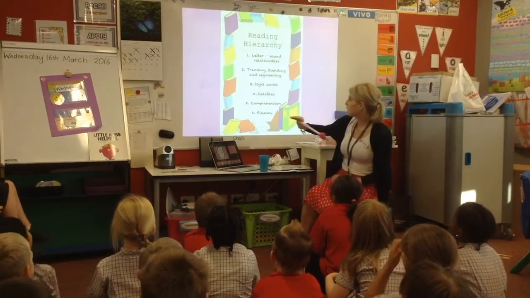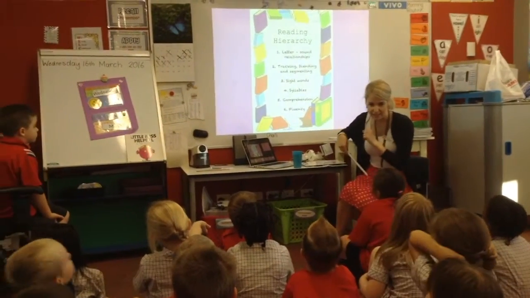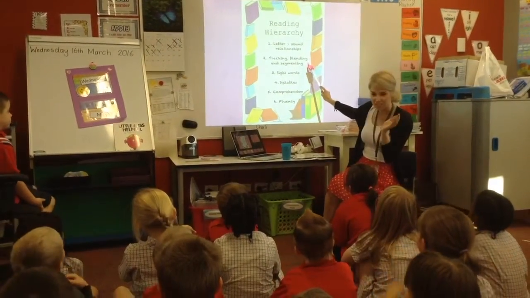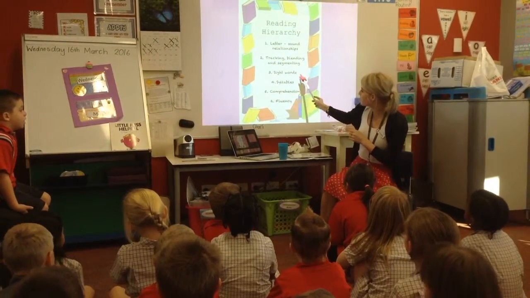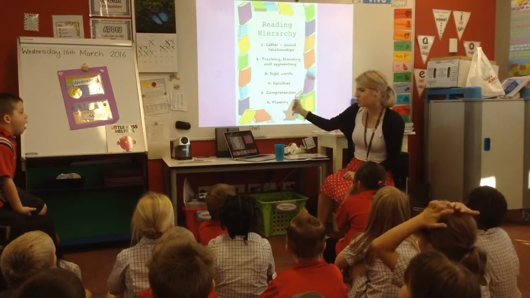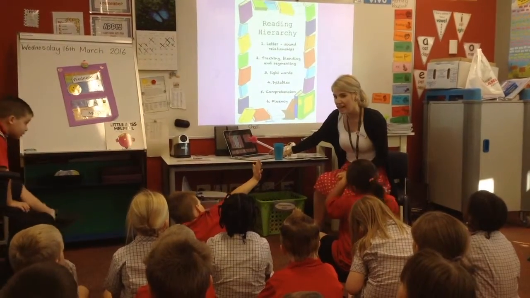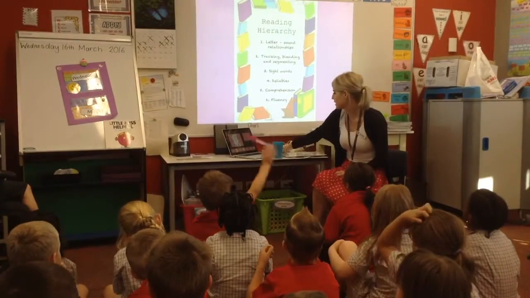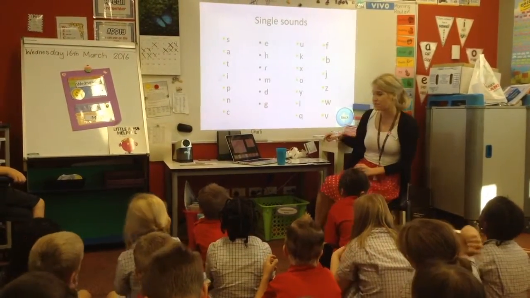Alright, we're going to go through our reading hierarchy first. To become independent readers, we need to learn our letter-sound relationships. We learn to track and blend as we go. We learn sight words. We talk about syllables. Comprehension means understanding what you read, and how quickly and efficiently you can read is your fluency. So first of all, let's do those letter-sound relationships, those single sounds.